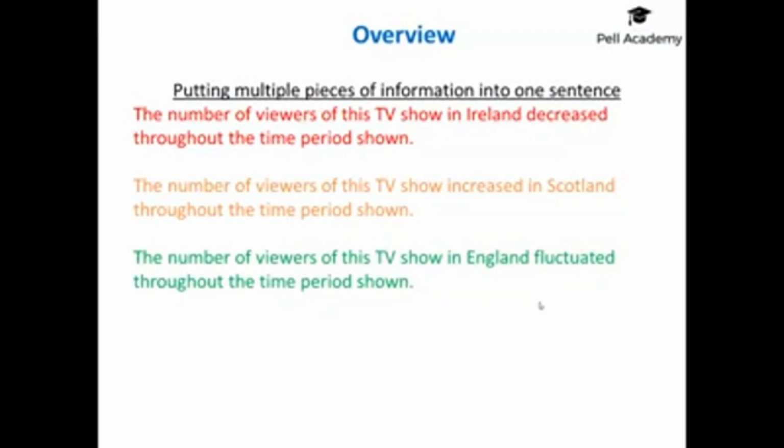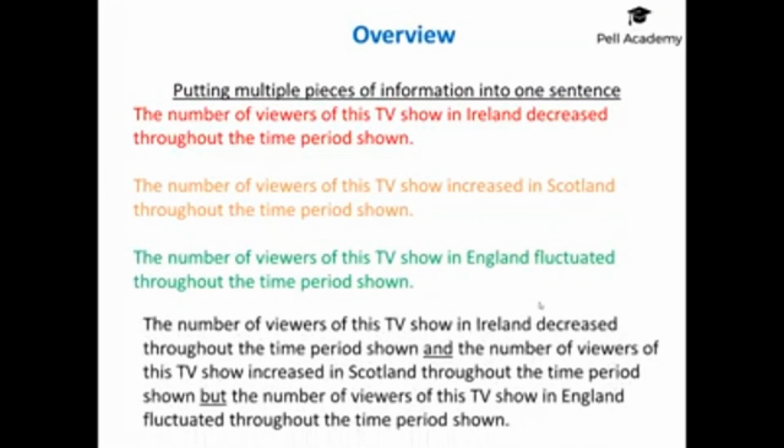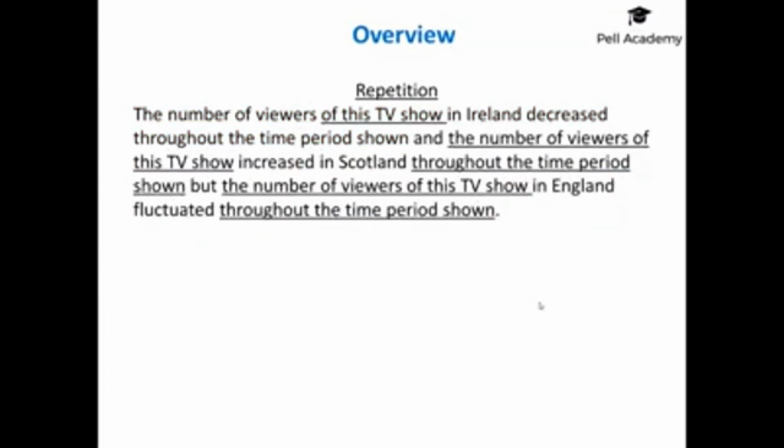And this is something that a student requested in the last academic demo lesson: how to put multiple pieces of information into one sentence. Now, what I'm going to show you isn't going to blow your mind, but at the most basic level, what you're looking at is putting an "and" and a "but" in there. Now, these are very basic, and we'll look at how to make them more worthy of using in your essay later on. But at the most basic structure, I'm just going to have the number of viewers of this TV show in Ireland decreased throughout the time period shown, and this is what happened in Scotland, but this is what happened in England. So I'm using "and" here because of the simplicity, and the "but" is to show that it was more complex for England.